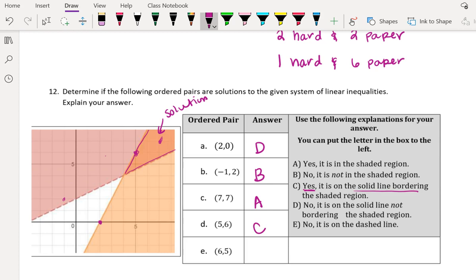And then lastly, 6, 5. 6, 5 is right here. 6, 5 would be on the dashed line. And so it's not a solution. Because it's on this dashed line, it does not count. It wouldn't satisfy the inequality. So that's an E. Okay? All right, and that completes our study guide.